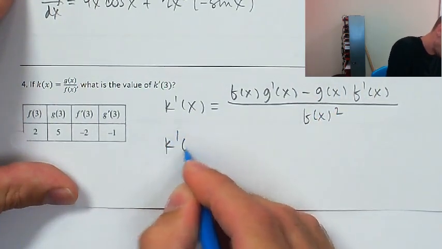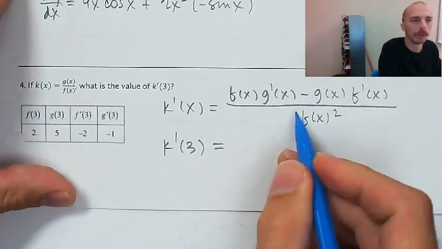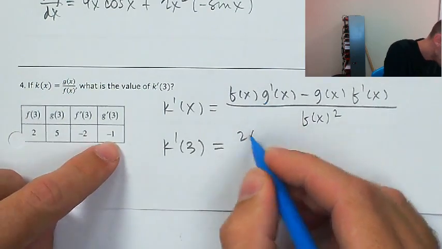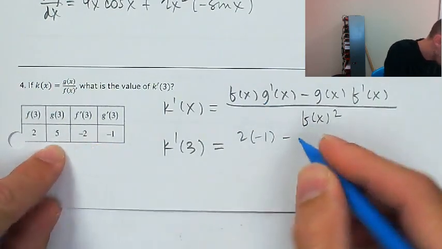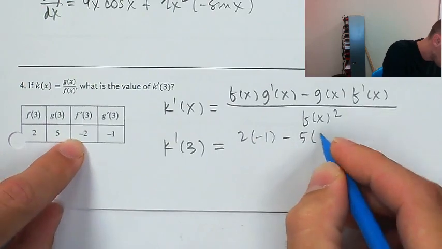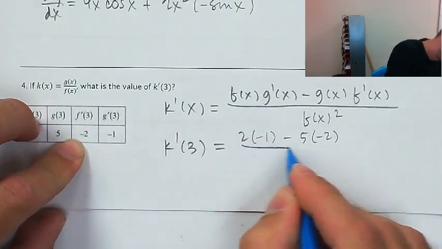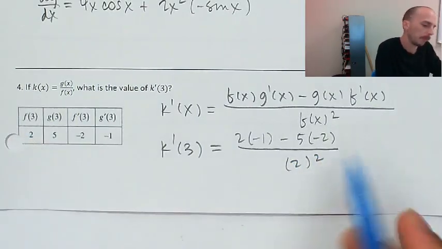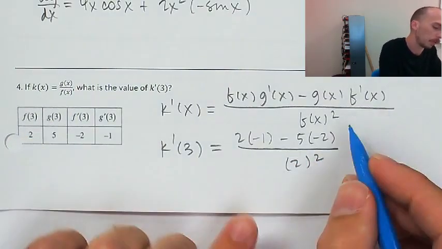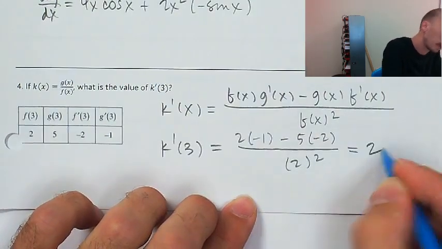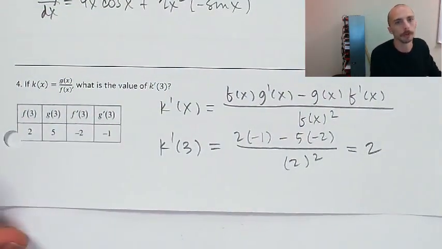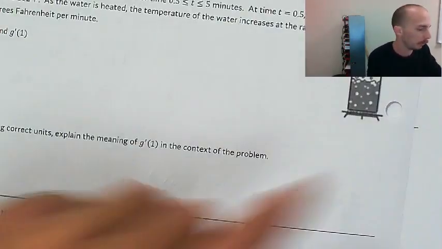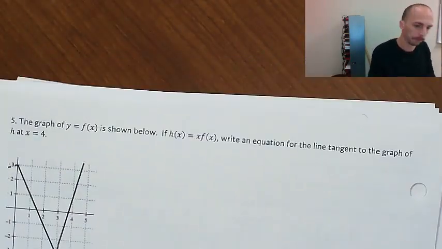Okay. Then when I plug in 3, I'm just going to need to look up all these values from the table. So f is 2, g prime is negative 1, minus g is 5, and f prime is negative 2, divided by f squared. Okay. And so this would be negative 2 plus 10 is going to be 8, divided by 4, that's 2. Okay, that might be another one that you're best off simplifying to help you recognize the correct answer choice in a multiple choice scenario.